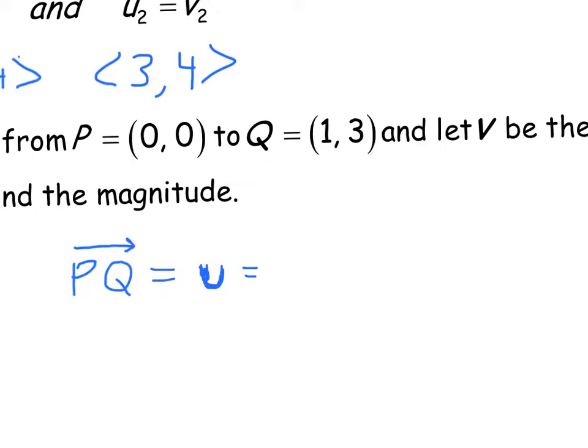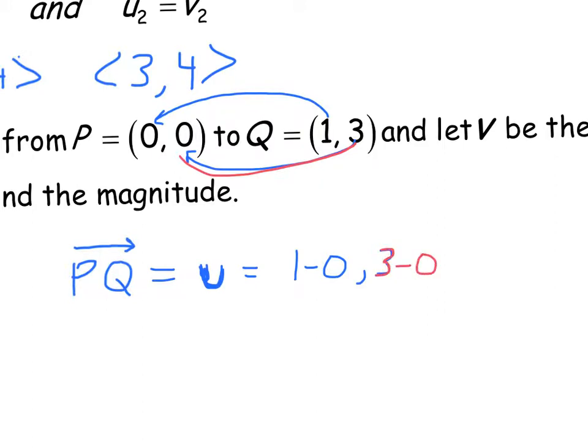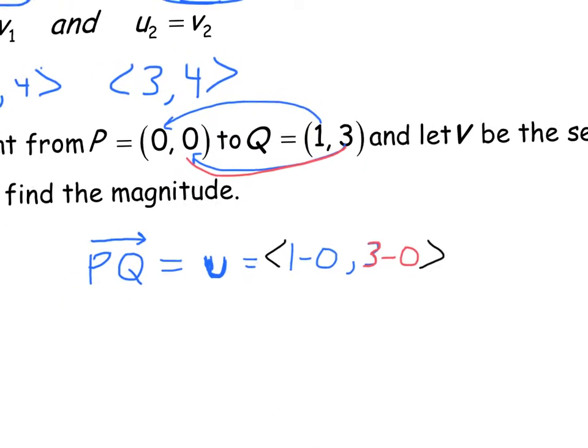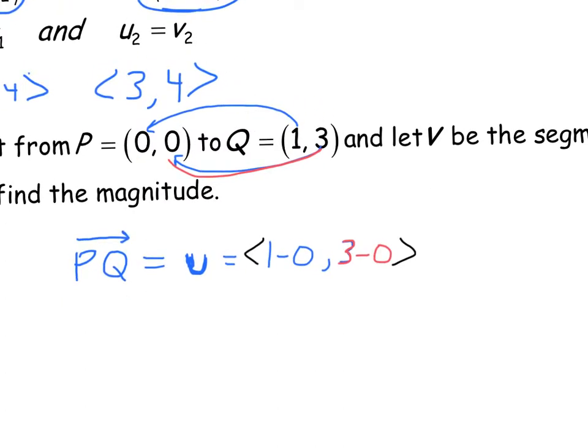All I do here is subtract the x's, 1 minus 0, and subtract the y's, 3 minus 0. Let's do that with red, 3 minus 0. And I put the brackets around it. And then the final result simplifies here to ⟨1, 3⟩.